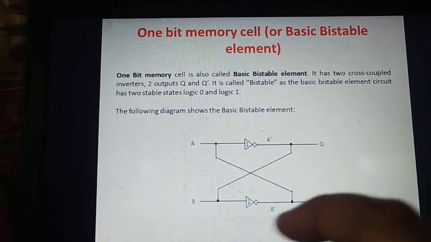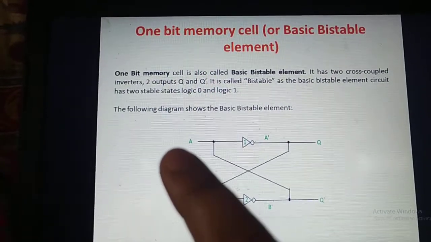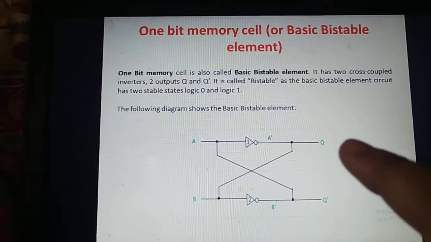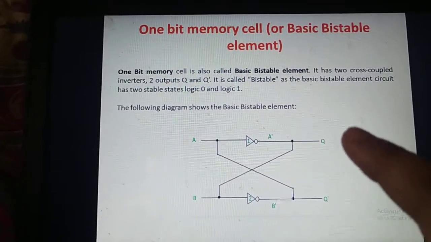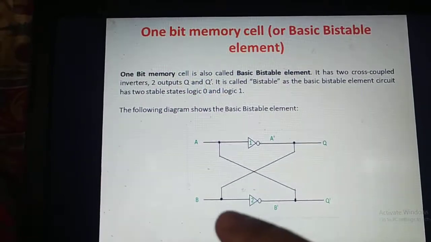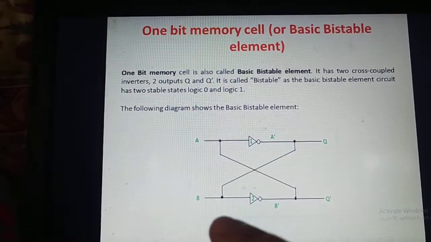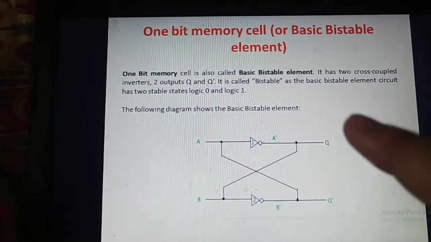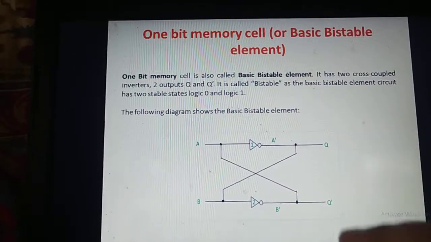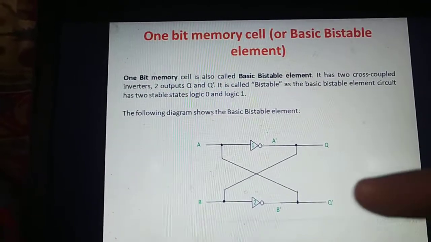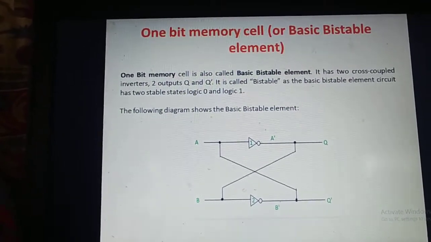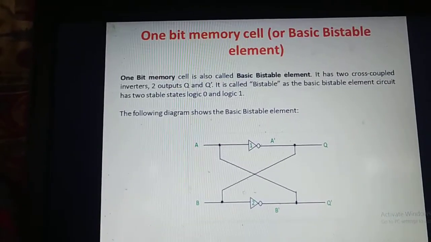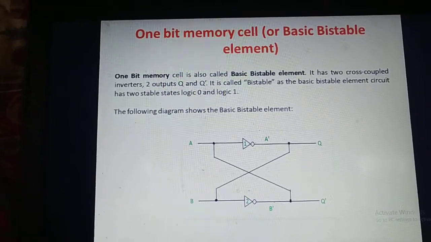0 or 1, and suppose at A we have 0 as an input, so Q is equal to 1, and the same is going to B, that is 1 here, so the output of this inverter 2 is 0. So again we are saying that this is a bistable element because of two stable states, that are logic 0 and logic 1.